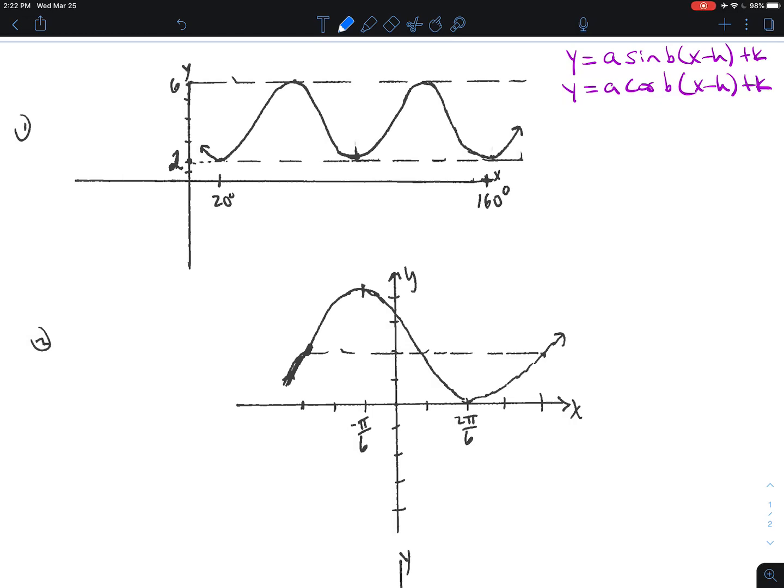Hey guys, we're going to take a look at some trig graphs and write the equations for them. We're going to fit either y equals a sine b quantity x minus h plus k, or y equals a cosine b quantity x minus h plus k. Now, I'll go through two examples. The first one here is in degrees. The second one I'll do is in radians.